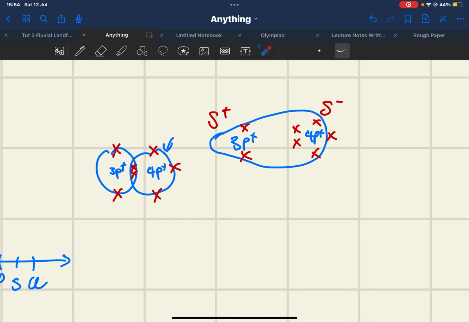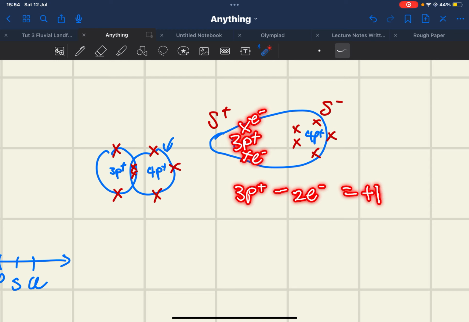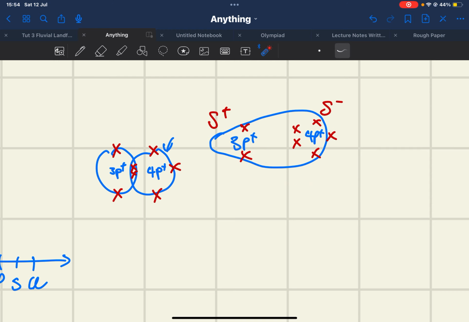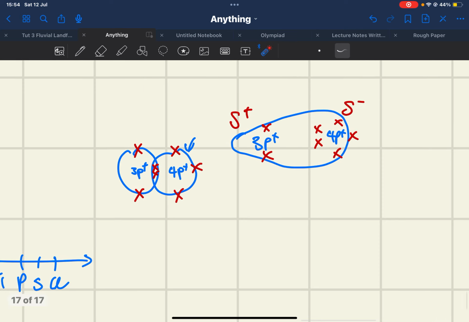So this becomes positive because it has 3p plus and 2 negative electrons. These are electrons. So in other words, 3p plus minus 2 electrons will give you what? Positive 1 more, because you have 1 more unit of positivity. This has 1 less unit of positivity because why? 1, 2, 3, 4, 5, but only 4 protons. That's why it's partial negative, but it's not a full charge.